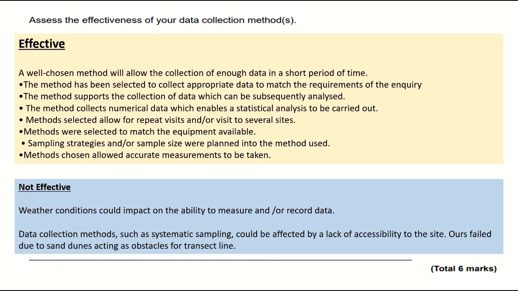Well, the weather conditions may impact on your ability to measure and or record data. Data collection methods, such as systematic sampling, could be affected by a lack of accessibility to the site. Ours failed due to a sand dune acting as an obstacle for the transect line.